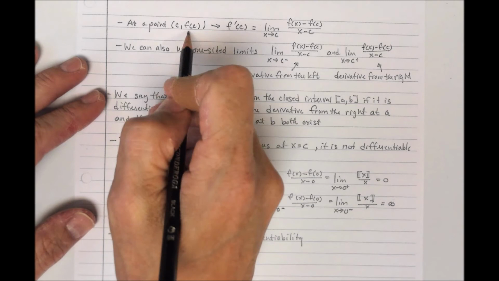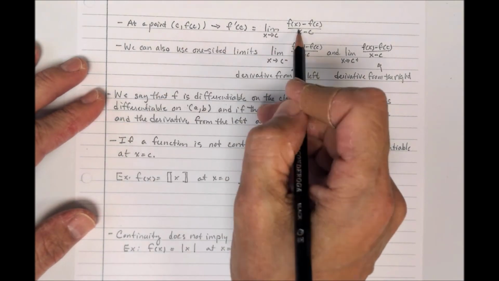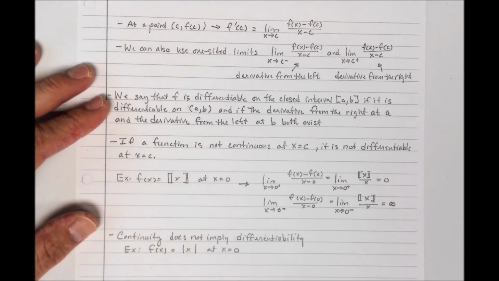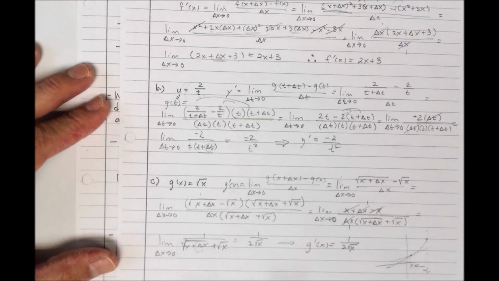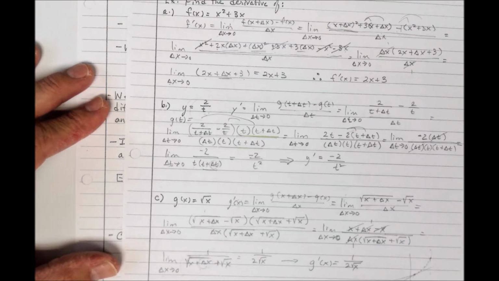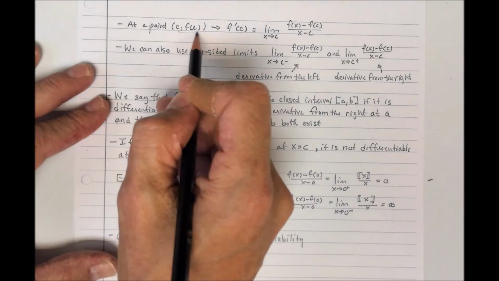All right, at a point c, f of c, f prime of c is equal to the limit as x approaches c of f of x minus f of c all over x minus c. This is the same thing that I just mentioned to you, except that we're letting x go to c instead of t going to x here. We're picking a specific point on the curve.